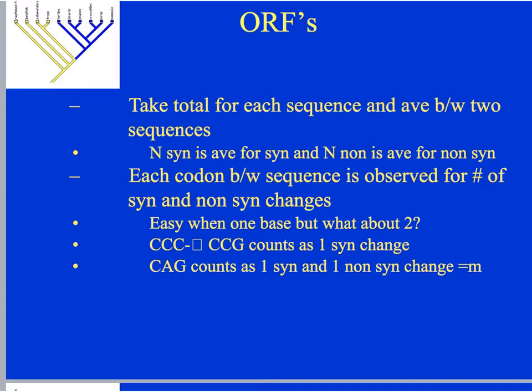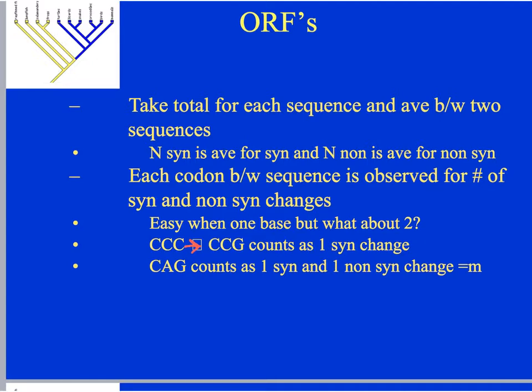So each codon between the sequences is observed for the number of synonymous and non-synonymous changes. Easy when it's one base, but remember there are some that change twice. So if you had CCC change to CCG, that's just one synonymous change. But here we've had a synonymous change and a non-synonymous change, because we've had the second base change too, okay? So you have to figure all this out. Again, you're not gonna have to do this by hand. I just want you to realize what the program's doing.